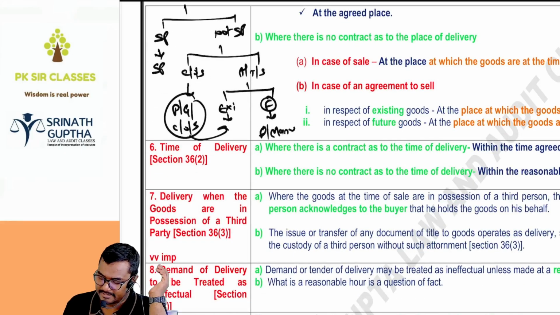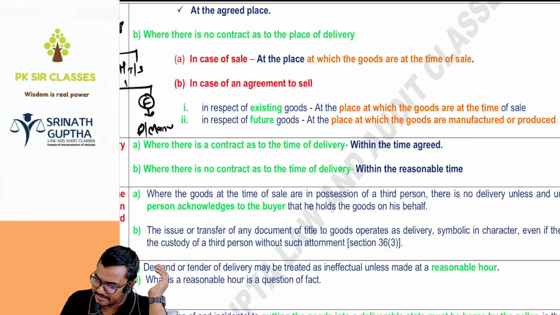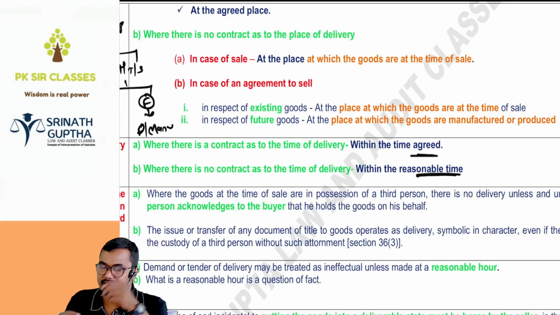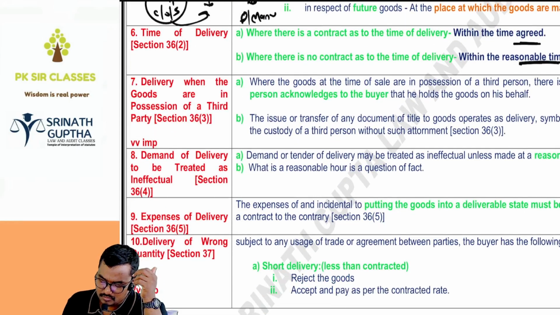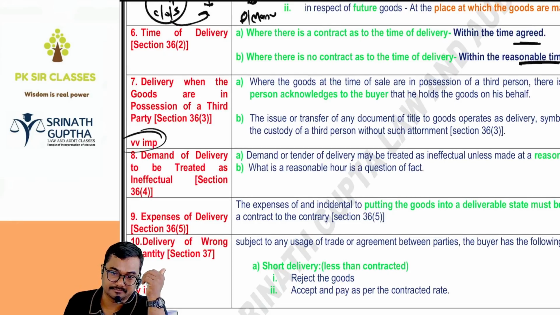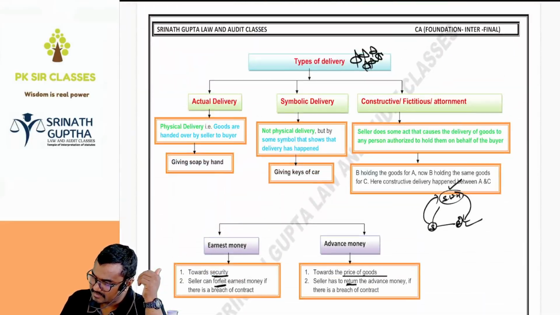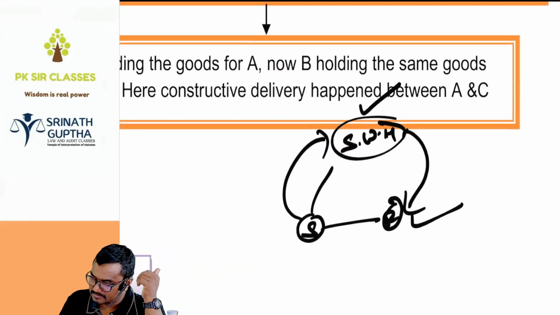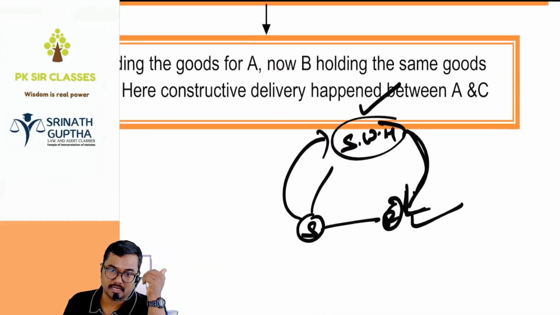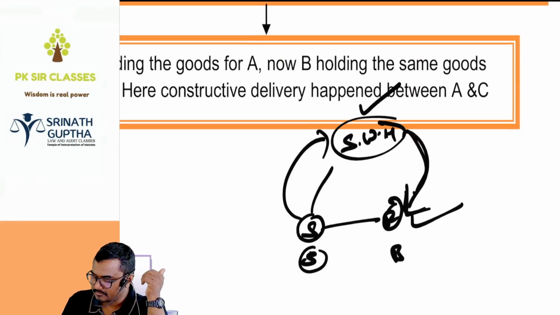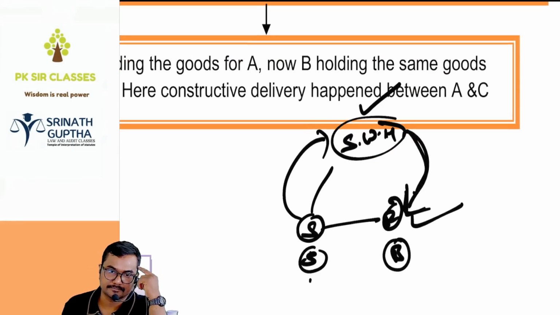Next, time of delivery. If it is agreed, then the agreed time. If it is not agreed, we have to give delivery of the goods within a reasonable time. Next, delivery when the goods are in the possession of a third party is nothing but constructive delivery. Once the third party informs the buyer that he is holding the goods on behalf of the buyer, the delivery is deemed to happen. Seller, buyer, third party.